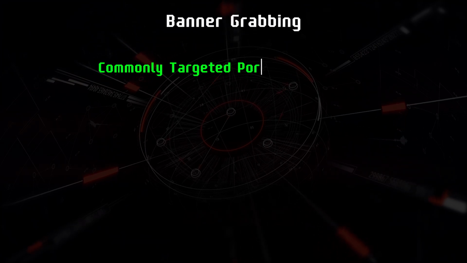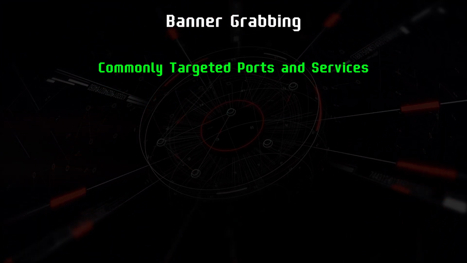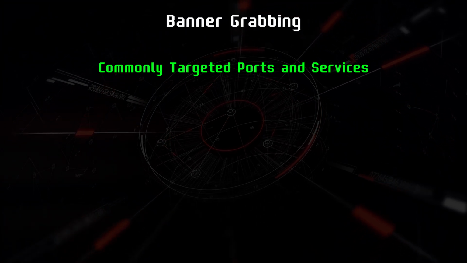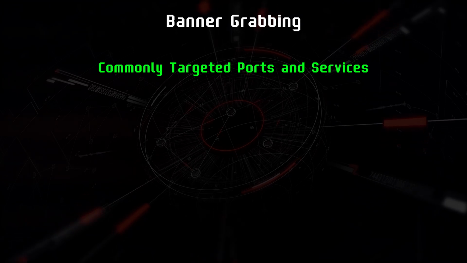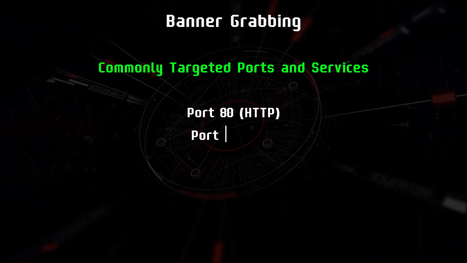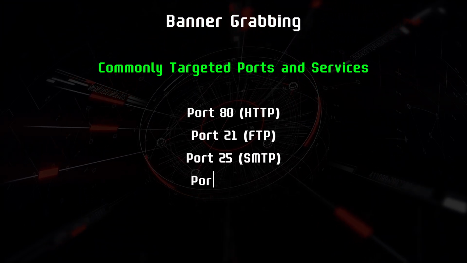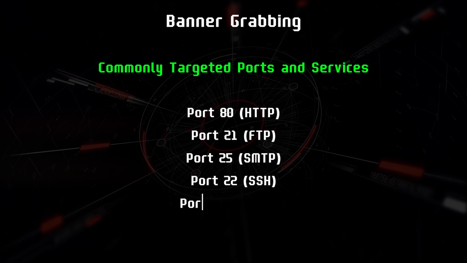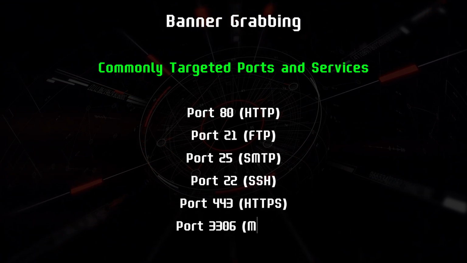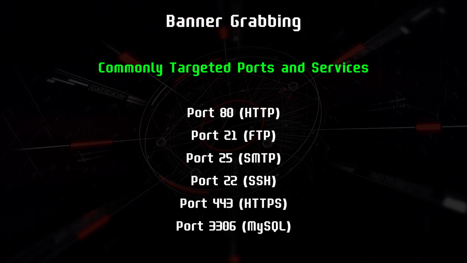Certain network ports are prime targets in banner grabbing because of the popular services they operate and the sensitive information they can divulge. These include web server ports: HTTP port number is 80, FTP port number is 21, SMTP port number is 25, SSH port number is 22, HTTPS port number is 443, and the last one, MySQL port number is 3306.